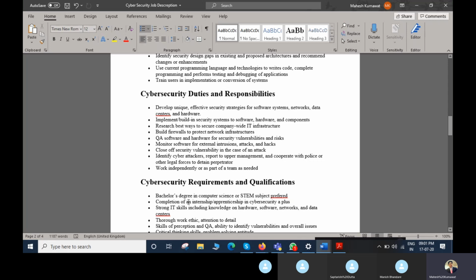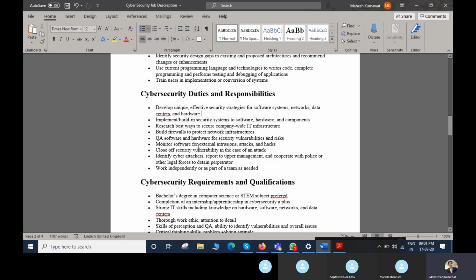So in this particular QA, software, hardware and security vulnerabilities, just try to go through the security testing slides, the PPT which I shared with you earlier, so that you get more information on the same. Okay, then we move to the next one.